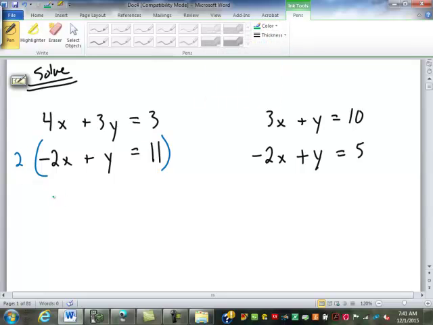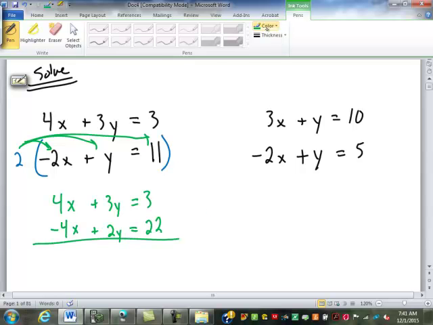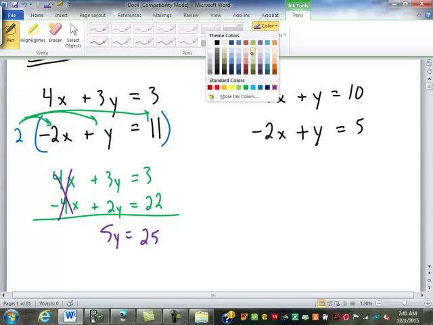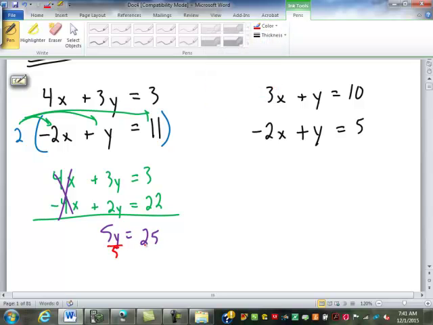So the top equation, I'm just going to rewrite. It does not change. Bottom equation, I multiply by 2. 2 times a negative 2x is negative 4x. 2 times y, 2y. And don't forget, 2 times 11 is 22. Now we add those together. 4x and negative 4x cancel out. 3y and 2y make 5y. 3 and 22, 25. And then we divide by 5 to get y equals 5.